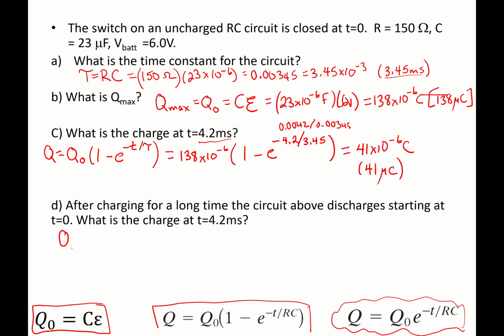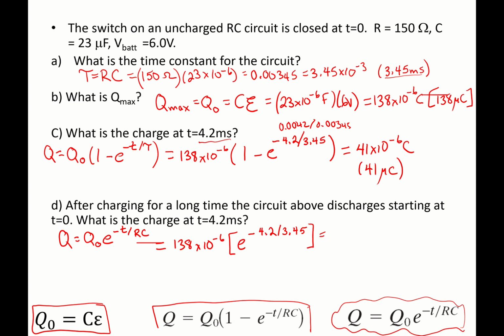So now Q is equal to Q0. We know what that is. We've let it charge for a long time, so it's come up to its maximum value. And we've got Q0 e to the negative t over RC. RC is our time constant. We figured that out, and we figured out what Q0 is. So just plug in our numbers. 138 times 10 to the minus 6 times e to the negative t, 4.2 milliseconds, over the time constant, 3.45 milliseconds.